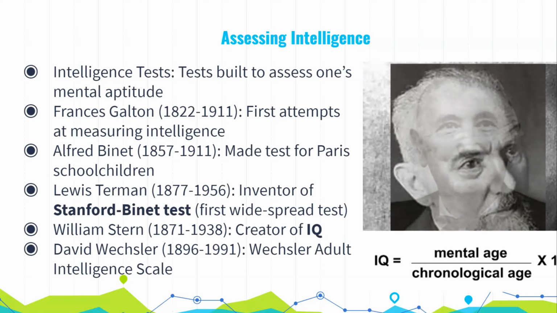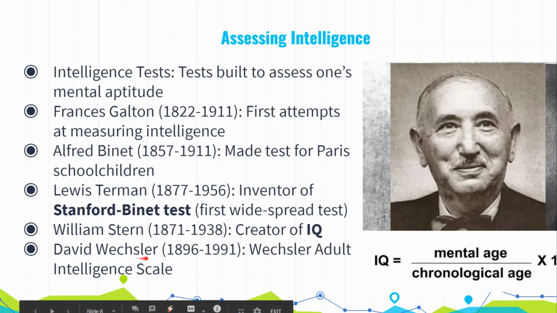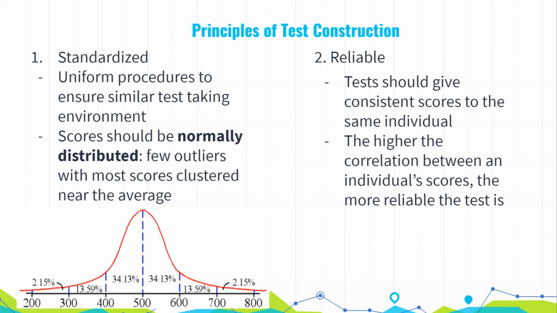It's Wechsler, David Wechsler, who created the Wechsler Adult Intelligence Scale, one of the most widely used tests for intelligence. Unlike the Stanford Binet test, Wechsler's test decomposes intelligence into different attributes, such as vocabulary and spatial reasoning skills. Wechsler's test also exhibits the 3 key traits of good test construction.